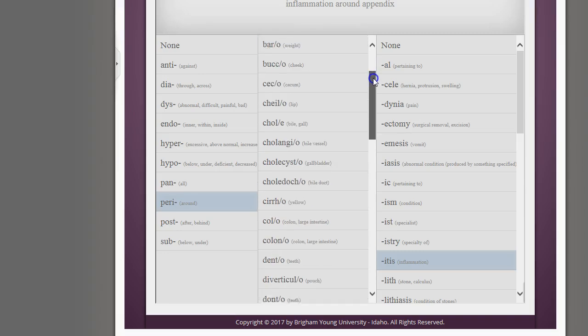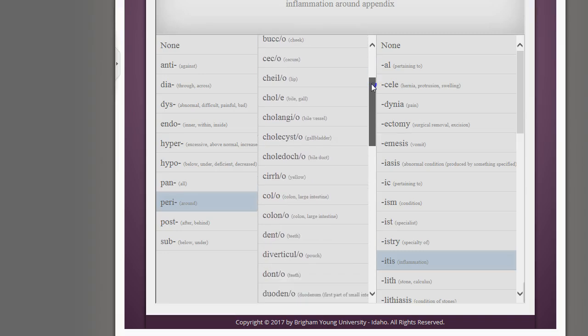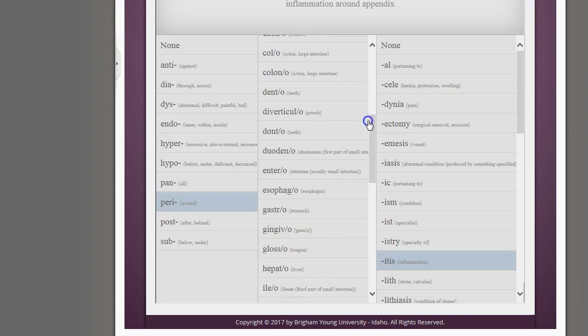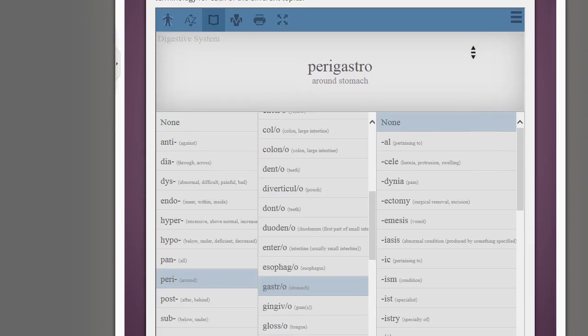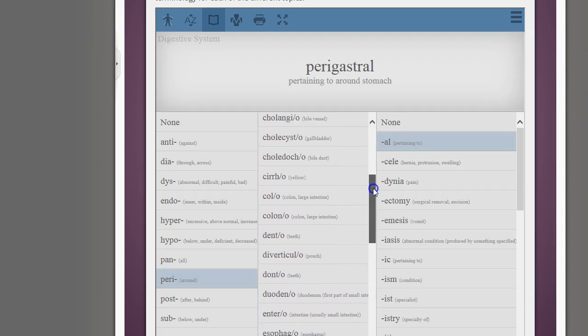So let's see if we can find a good peri word that they use all the time. So here we have perigastral, right? Perigastral is pertaining to the area around the stomach. Again, we have the root word here, gast, and gastro is the combining form. Of course, the suffix here begins with a vowel, so we drop the O, and we just have perigastral, the area around the stomach. So that's kind of how the Terminology Builder works.